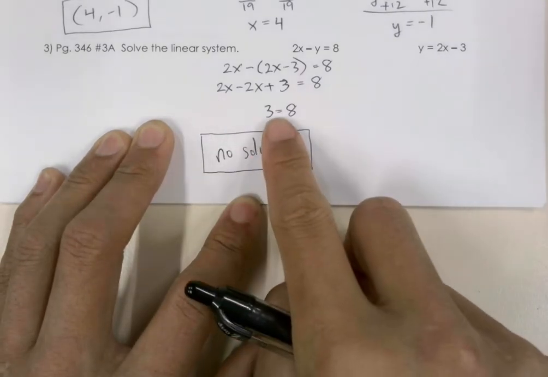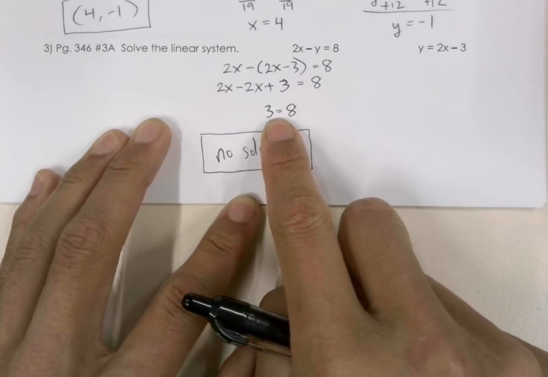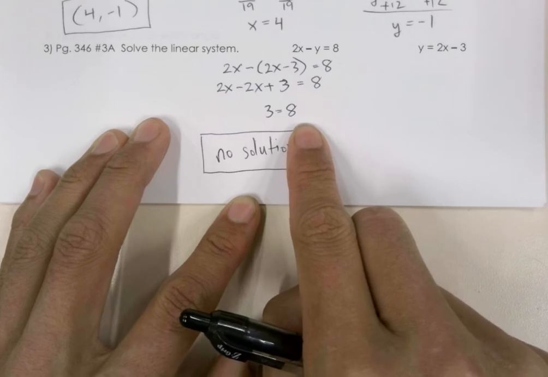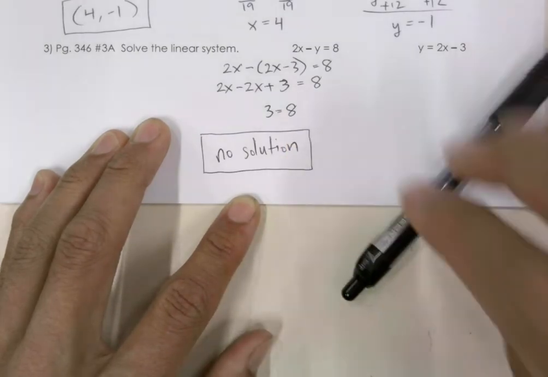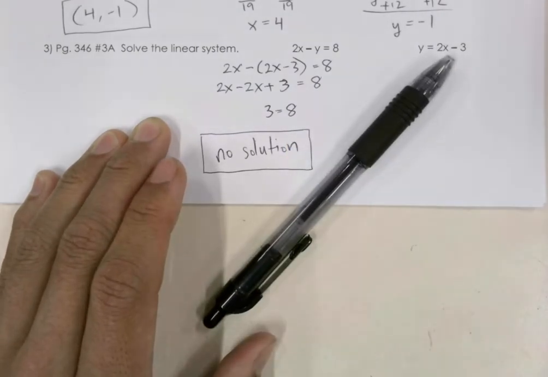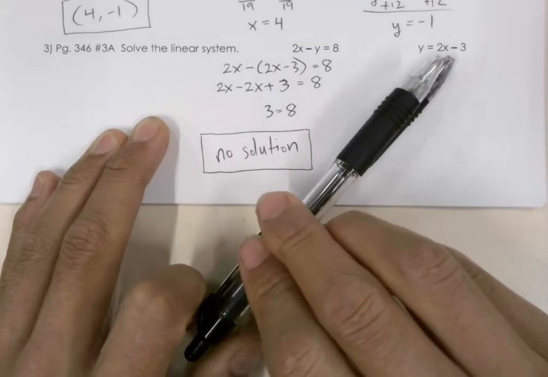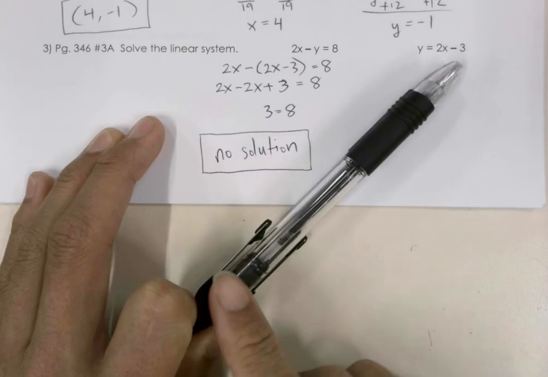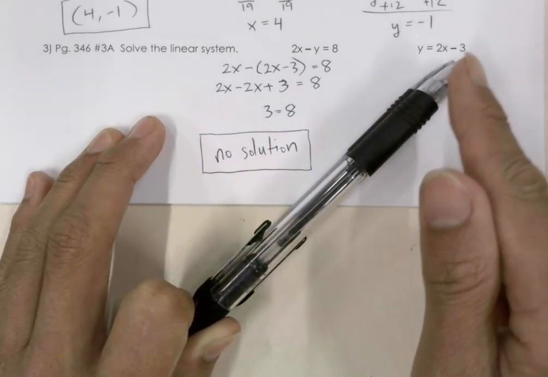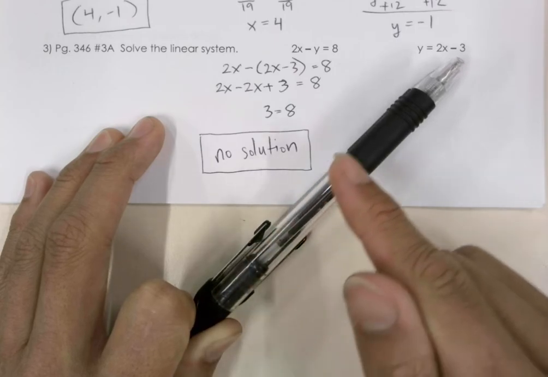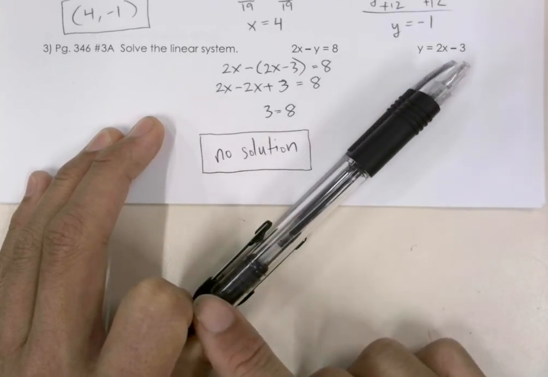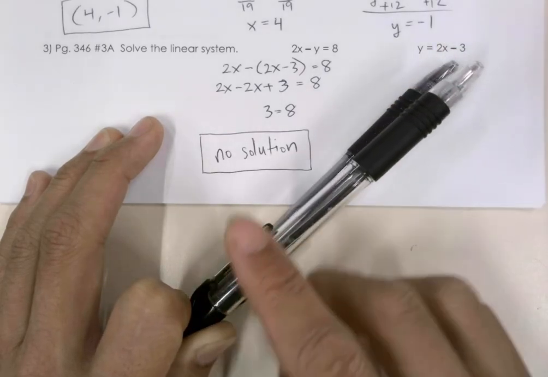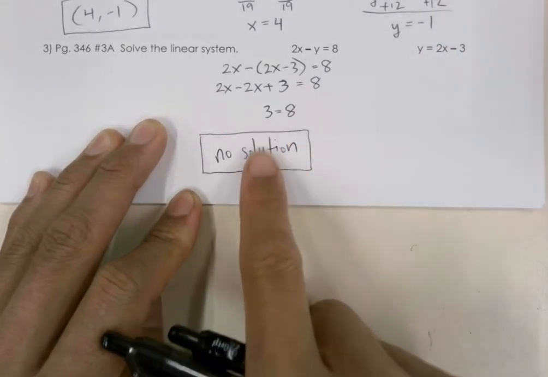Now, if the equation is true, and it ends up with something like 8 is equal to 8, a true statement, then what that means is that both lines, that first line and the second line, are the same line. Right? And that means every point on the line is a solution. The two lines cross on every point of the line. And so in that case, there'd be an infinite number of solutions. Right? So anyhow, in this case, no solution.